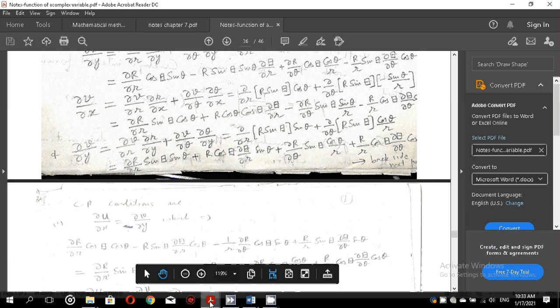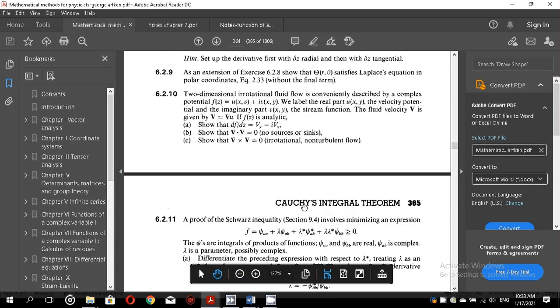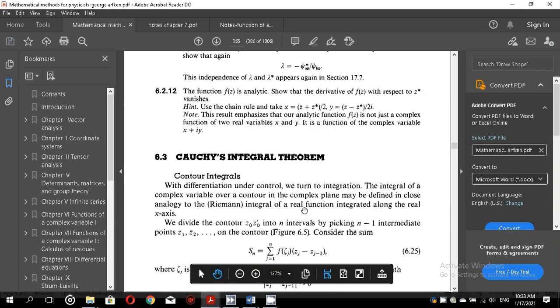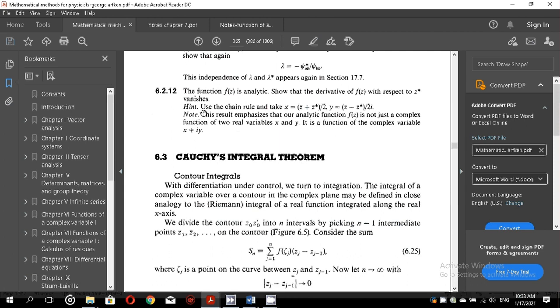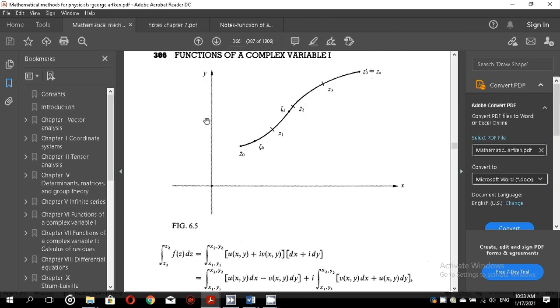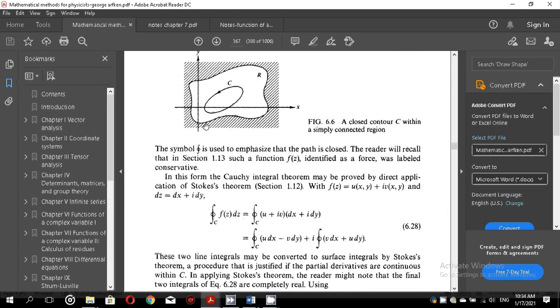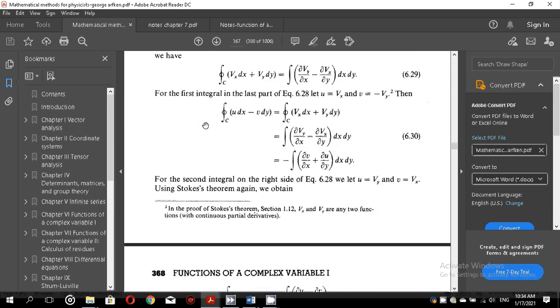Okay, the next problem I want to discuss is, well, the rest of the problems from this exercise you can try yourself, and you can even find the solutions of these rest of the problems from this exercise from my notes. So you just turn over the pages of my notes and you will find the solution of the other problems.